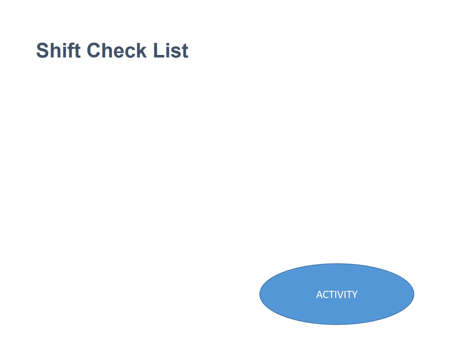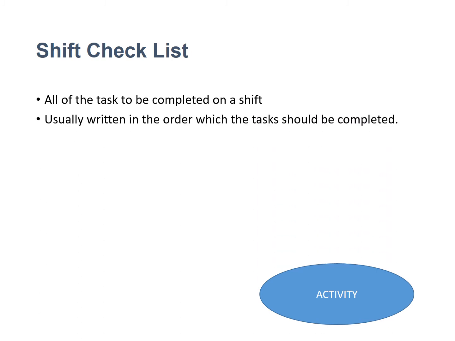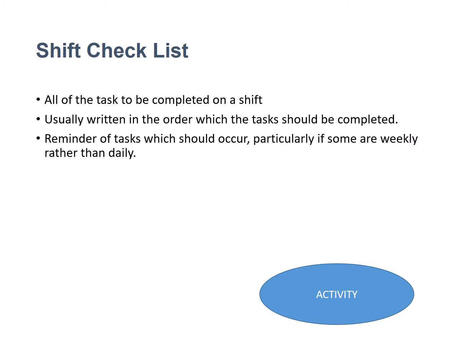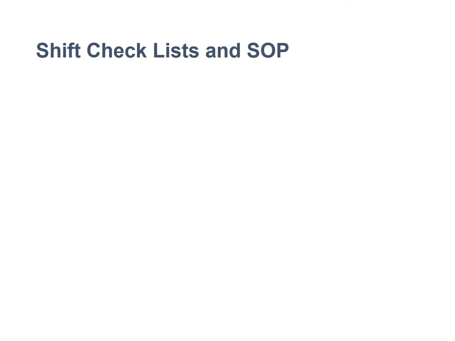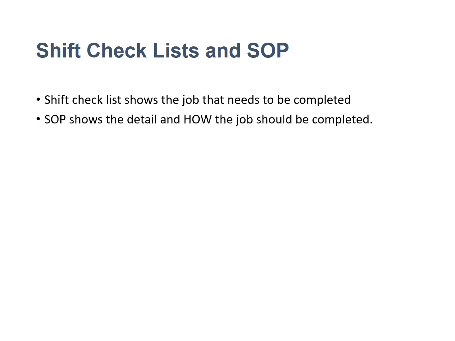So the shift checklist: all of the tasks to be completed on a shift, usually written in the order in which the tasks should be completed. A reminder of tasks which should occur, particularly if some are weekly rather than daily. Shift checklists and SOPs: the shift checklist shows the job that needs to be completed. The SOPs show the detail and how the job should be completed.